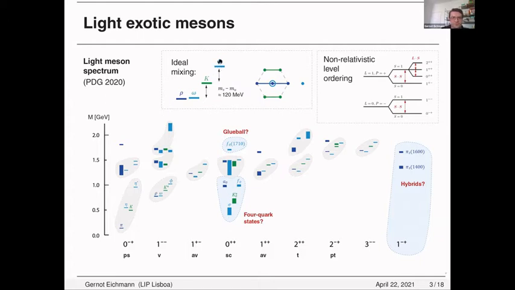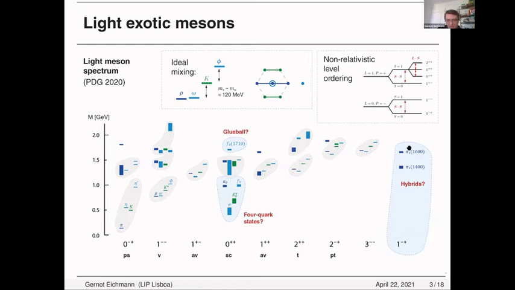Now, in non-relativistic quantum mechanics, we can combine quark and antiquark to form spin 0 and spin 1, and together with orbital angular momentum, this gives us the expected level ordering. Orbital angular momentum 0 gives us the pseudoscalars and vectors, followed by orbital angular momentum 1, which gives us the 1+- and the 0, 1, 2++ states. And this is also how I arranged them here horizontally.